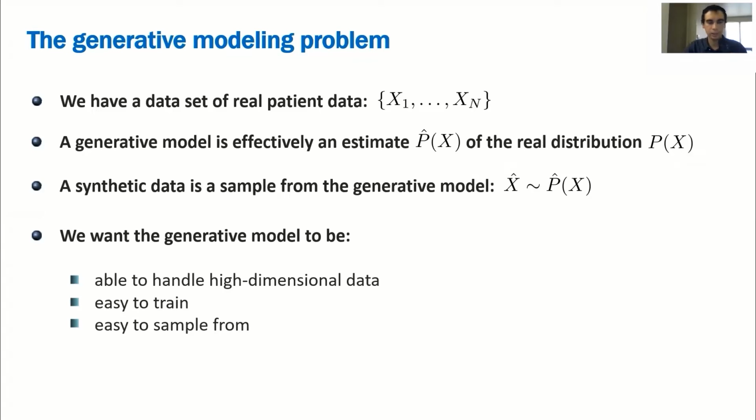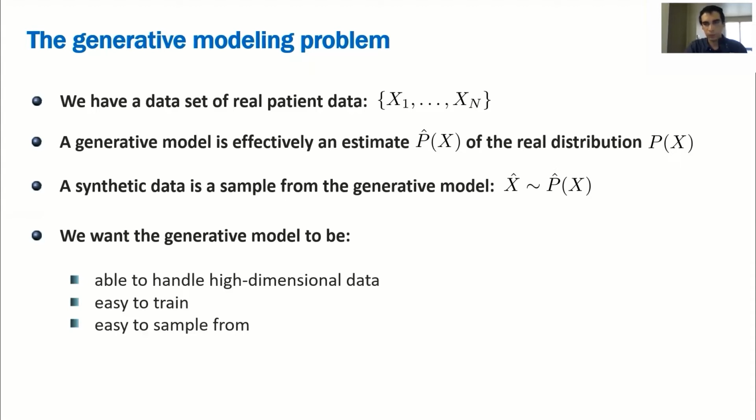X can be anything: a feature vector, a time series, an image. And then the generative modeling problem is that we say that we have a real distribution P of x that captures the distribution from which this real data was drawn, and then we want to estimate P hat, which is an estimate of this distribution. And we don't just want to estimate the distribution. That by itself is not very interesting, but we want to sample from this distribution.